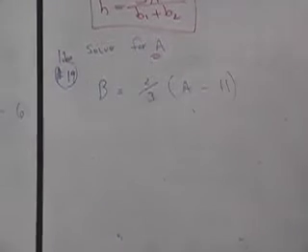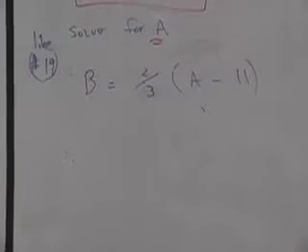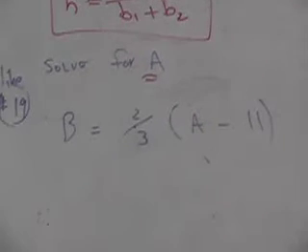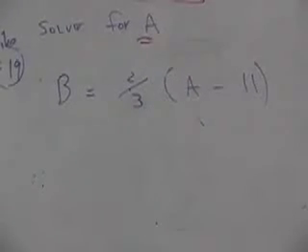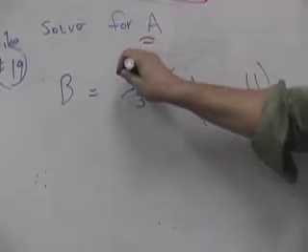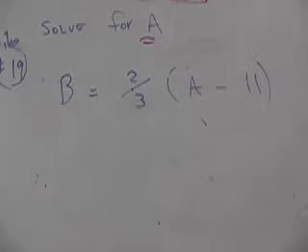Now where is a living in this problem? Where is it? Where's it hanging? Negative 11. In the parentheses. It's in the parentheses, right? In the parentheses. Now, how do we get it out of the parentheses?